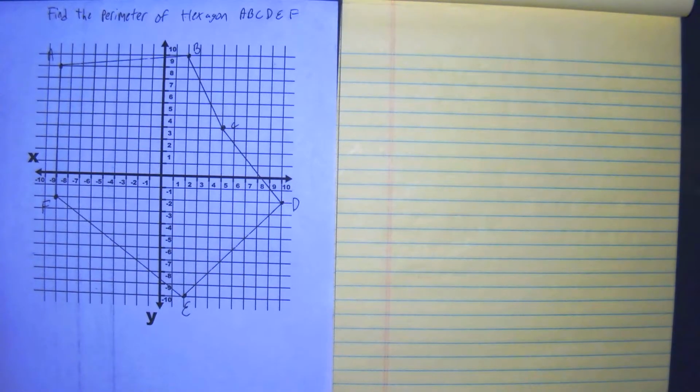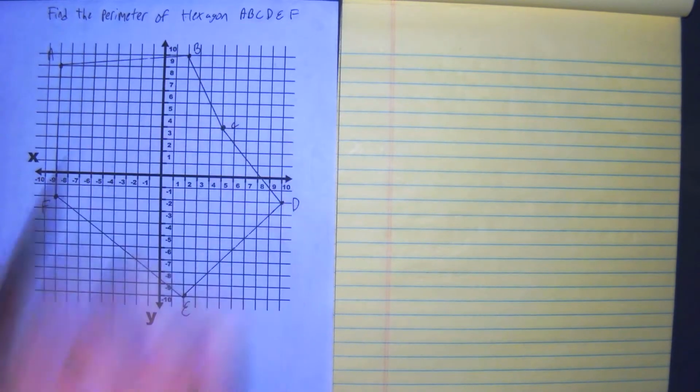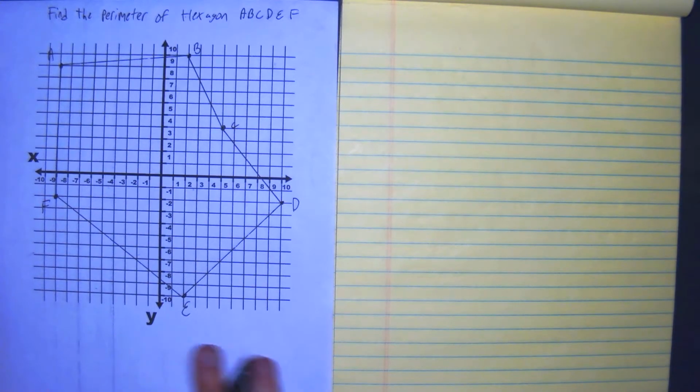This one's a little crazy. It's our last one for Unit 1. It says, find the perimeter of hexagon A, B, C, D, E, F. So that means we have to find the lengths of all those different parts. Like I said, when you're typically given a diagram, it's easier to use the Pythagorean Theorem to keep it organized than it is the distance formula.